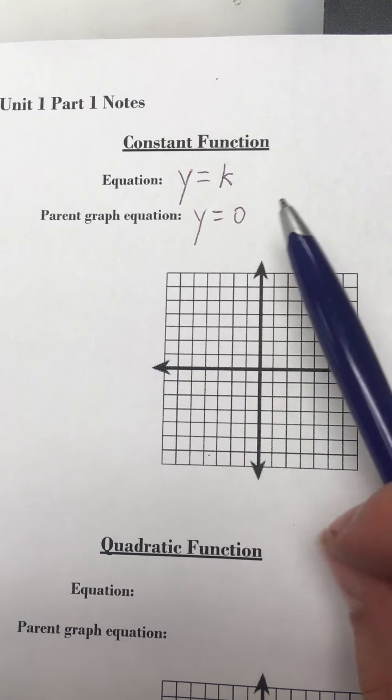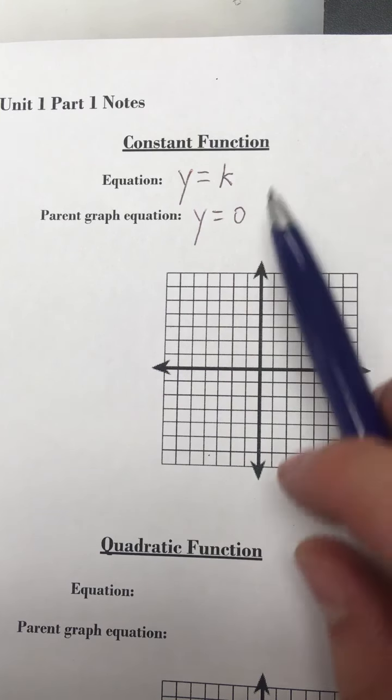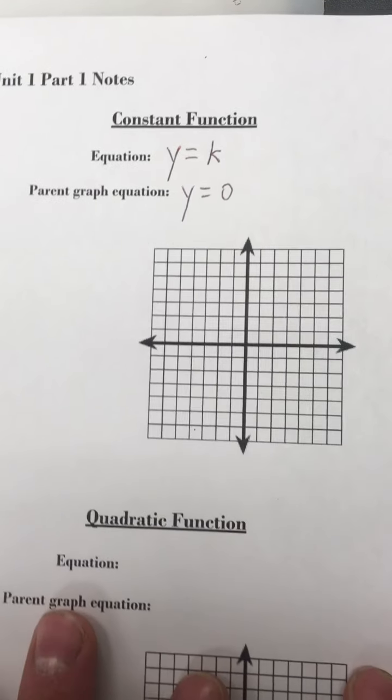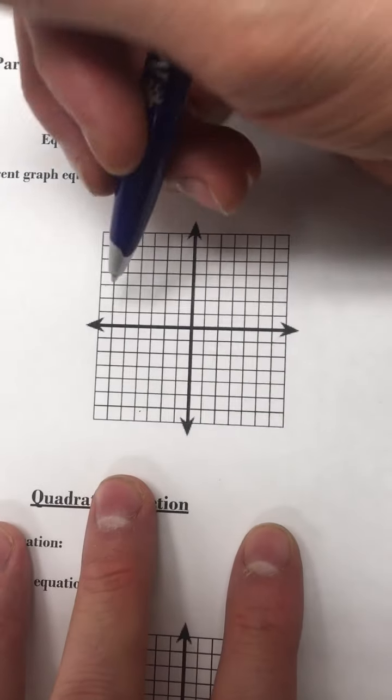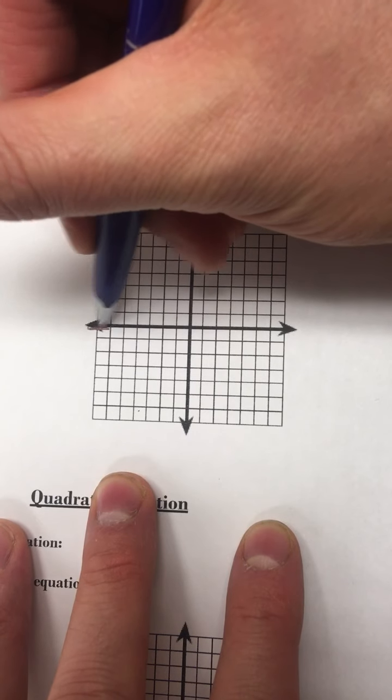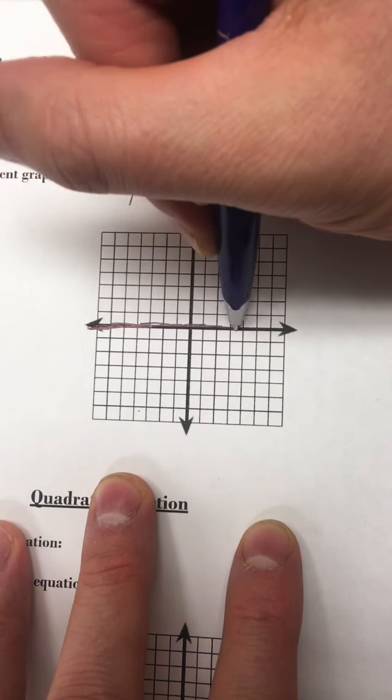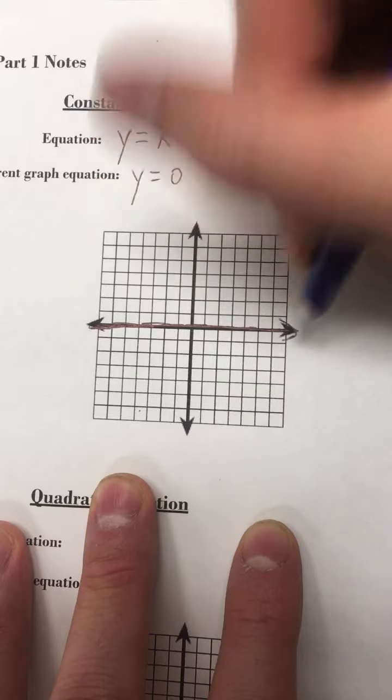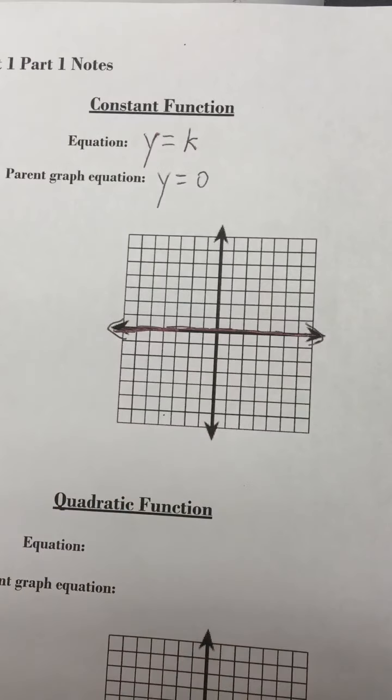So that would be a special type of line. It would be a horizontal line going through that number. So the graph of this would be a horizontal line going through 0, 0. So it would basically just be a line right on top of the x-axis. That's the parent function of a constant function.